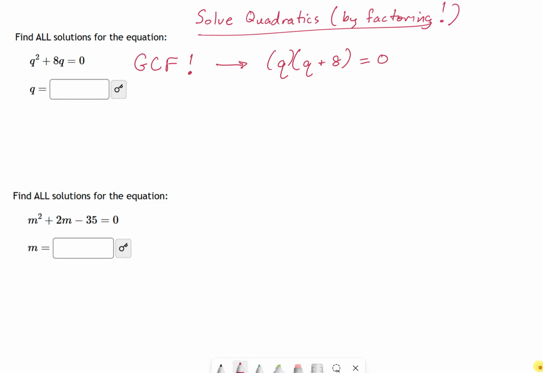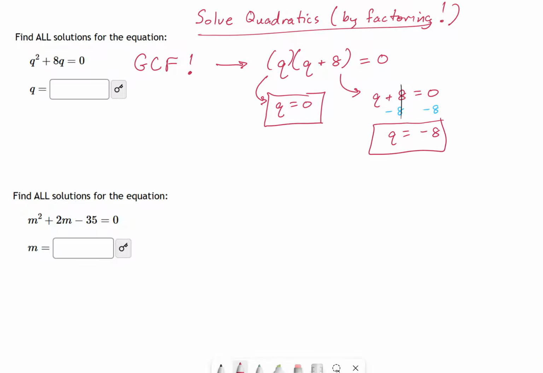And then once I have it like this, I set each of those equal to 0. So one of them is Q equals 0. That's a solution right there. That's the easiest one. And then the next one is Q plus 8 equals 0. And that's only a little bit harder. I just need to get that 8 on the other side, minus 8 from each side. Those are going to cross out. And then my final solution is Q equals negative 8. So that's your two solutions, and the way you would list them in this answer box would be 0, negative 8. That one's done.